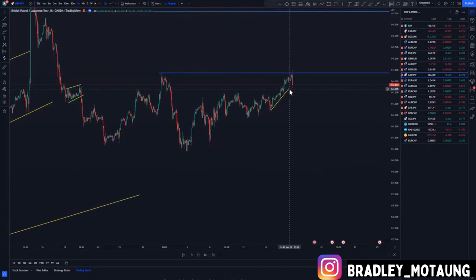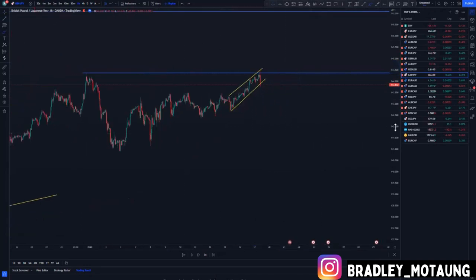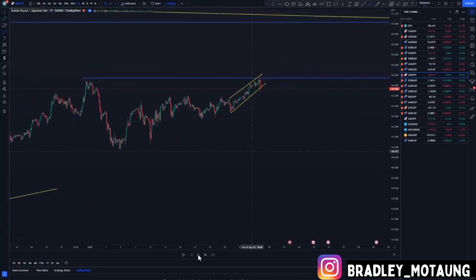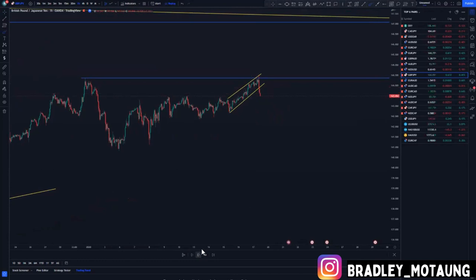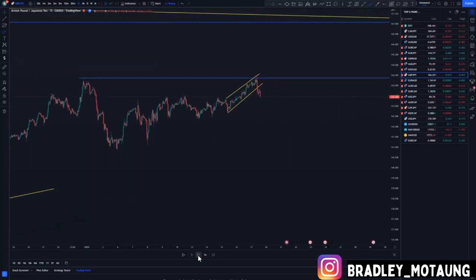Okay, so we have an ascending channel, double top, né? The ascending channel, and then we have that double top there. So let's wait for a clear break. Maybe we can get a tight flag so that we can look for continuations. So we have the clear break, so let's just wait for the tight flag.